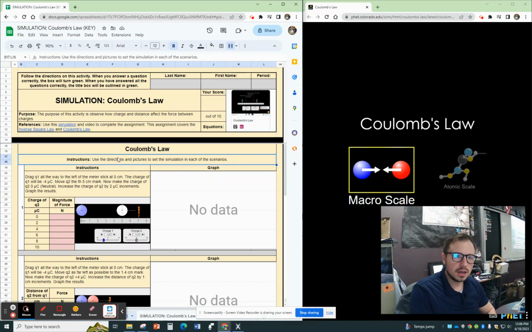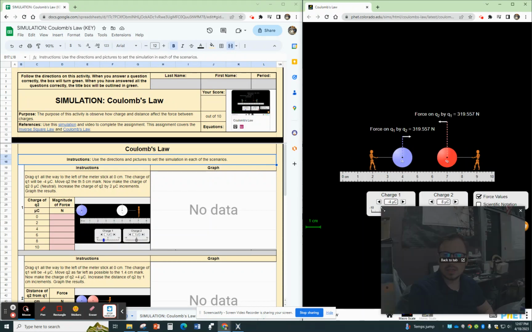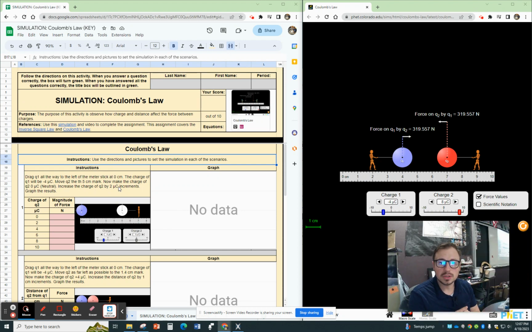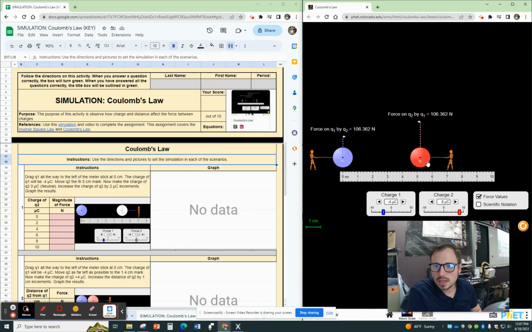First thing that you want to do, you can see here, just use the instructions. Once you pull up the simulation, sometimes it comes up macro scale or atomic scale. We want the macro scale. So I'll go ahead and shrink this down so we can see all of the settings. All of them start with a picture that shows you what to do. What we want is to move this Q1 all the way down, and we want to move Q2 onto the 5 centimeter mark for this first one. And we also want Q2 to start at 0.